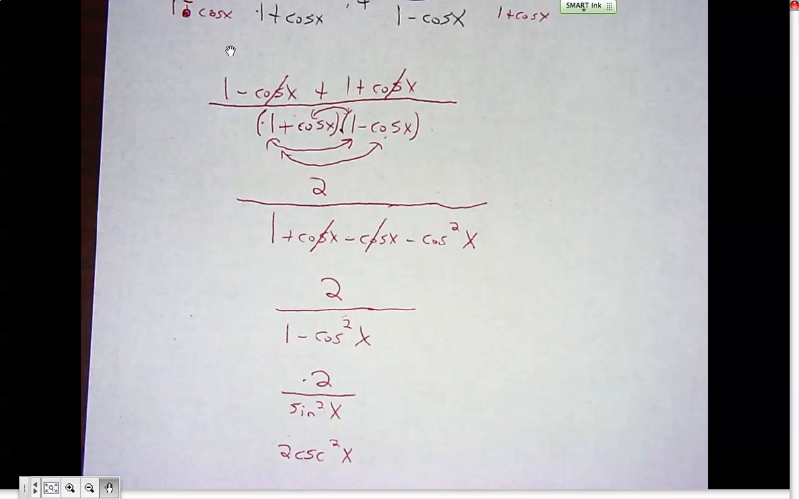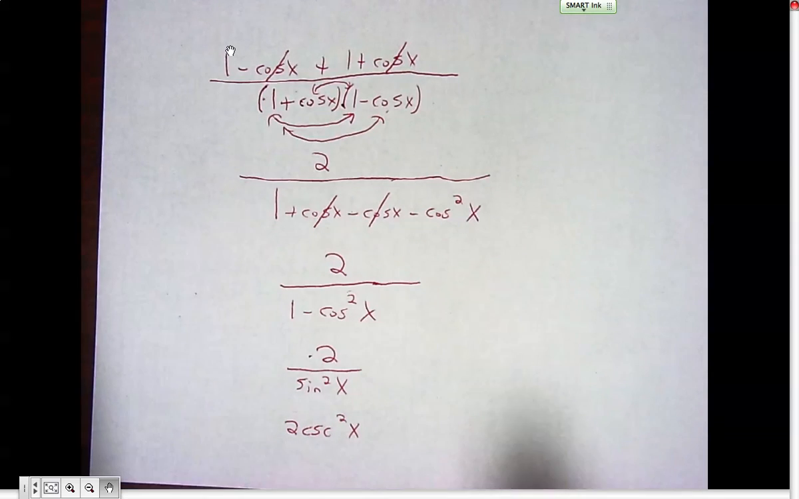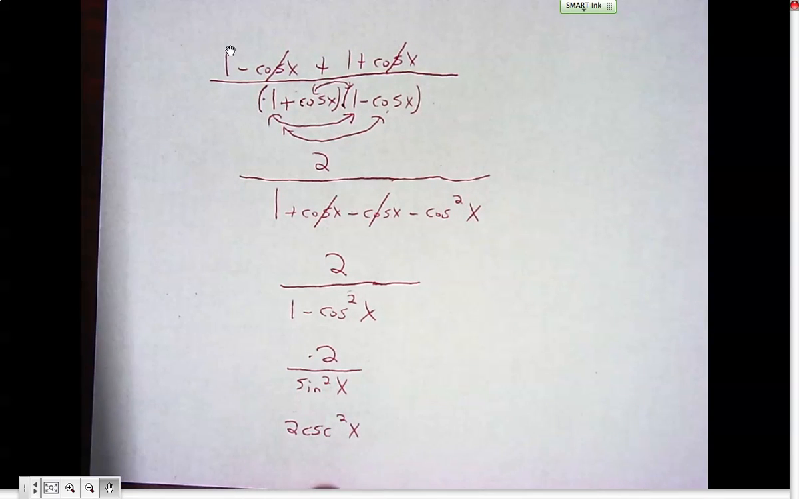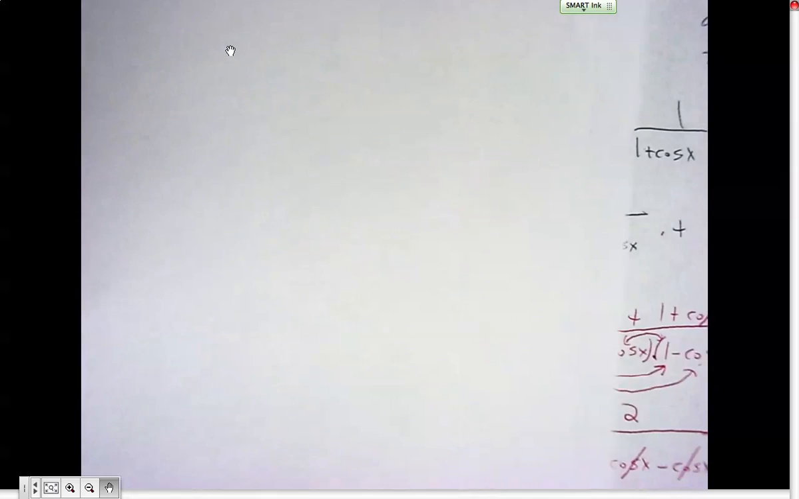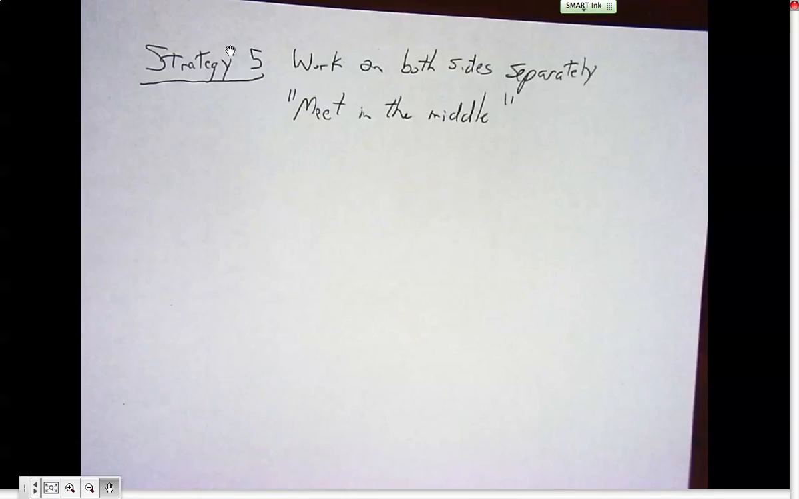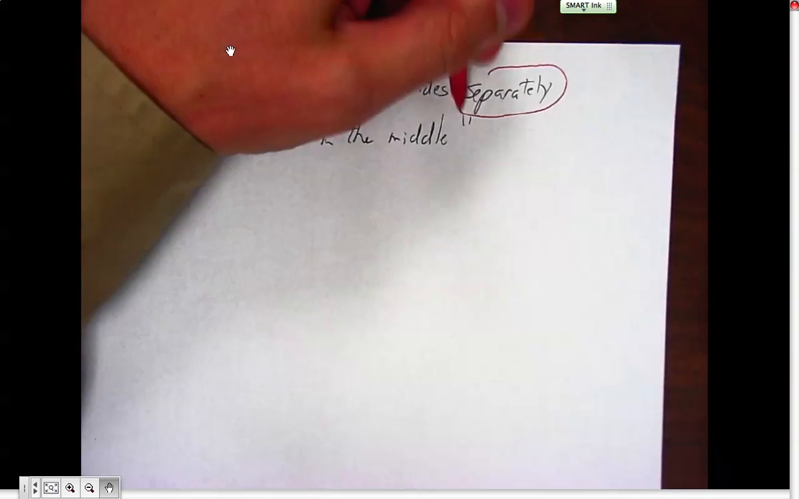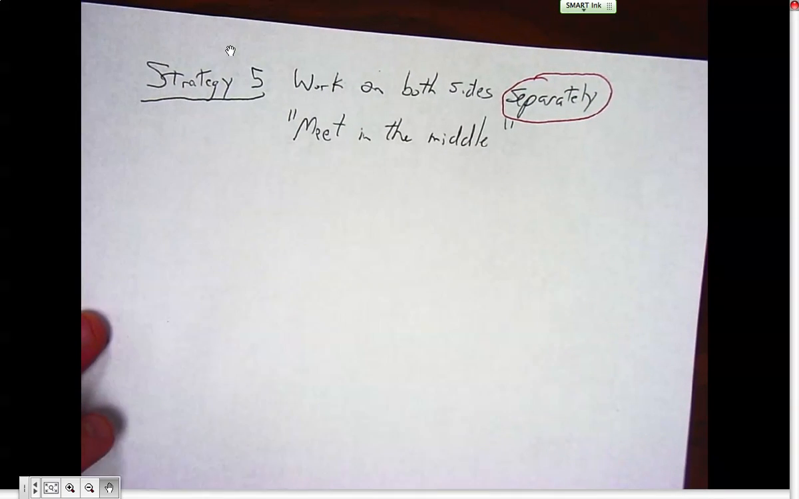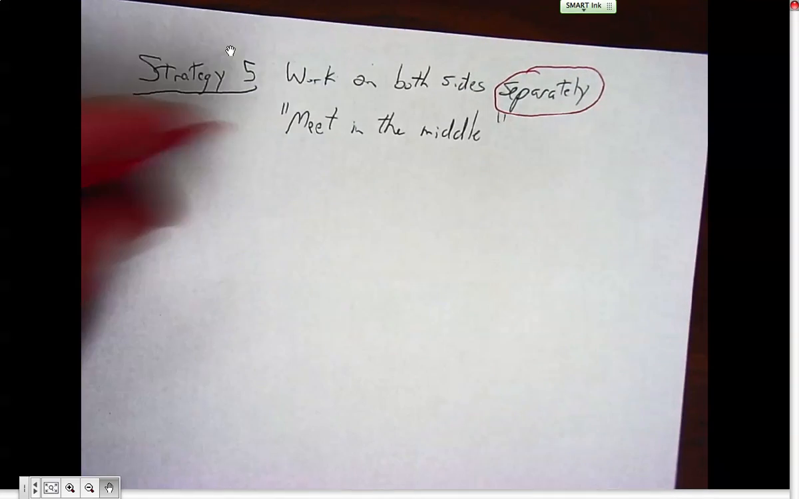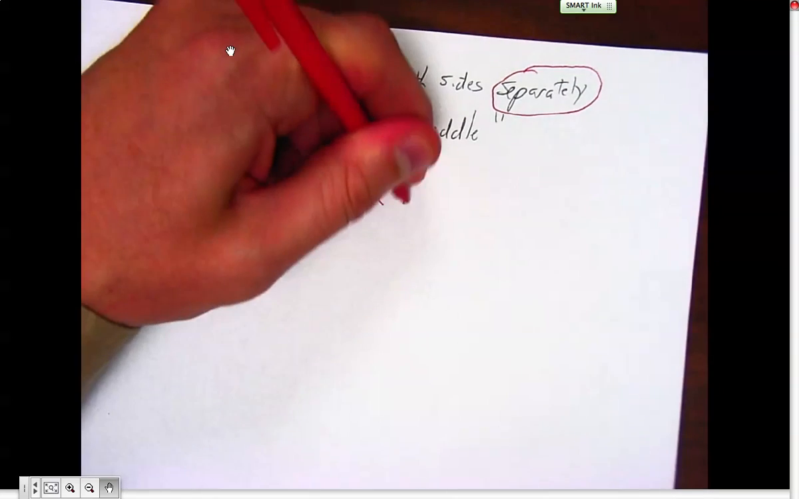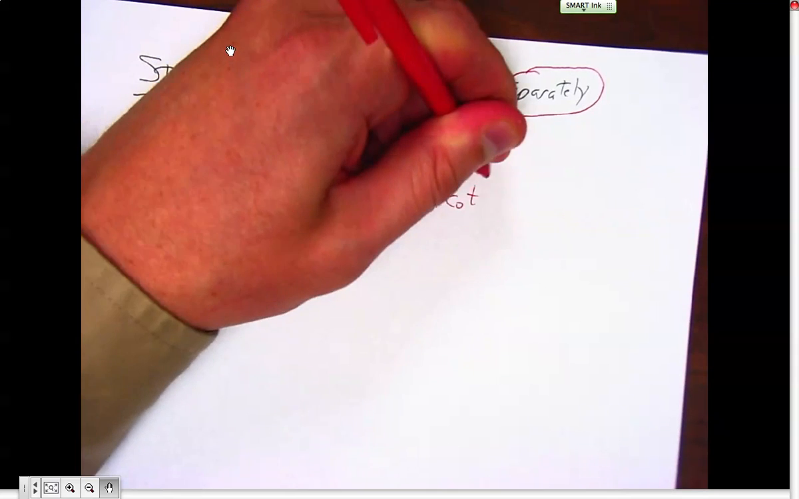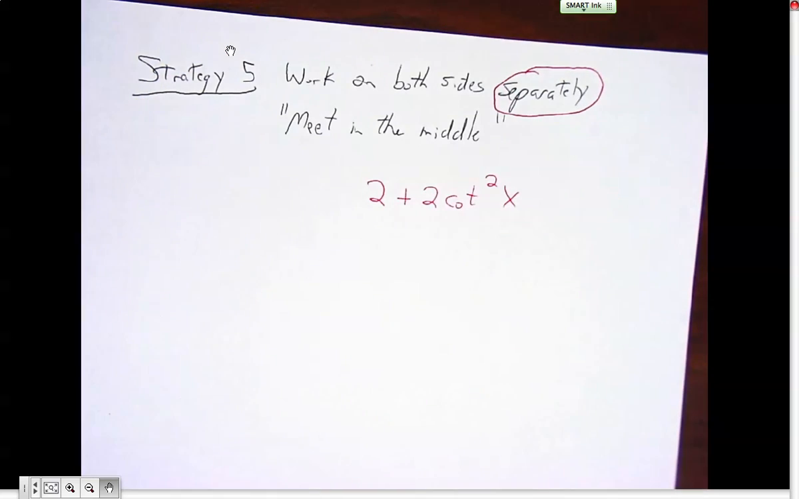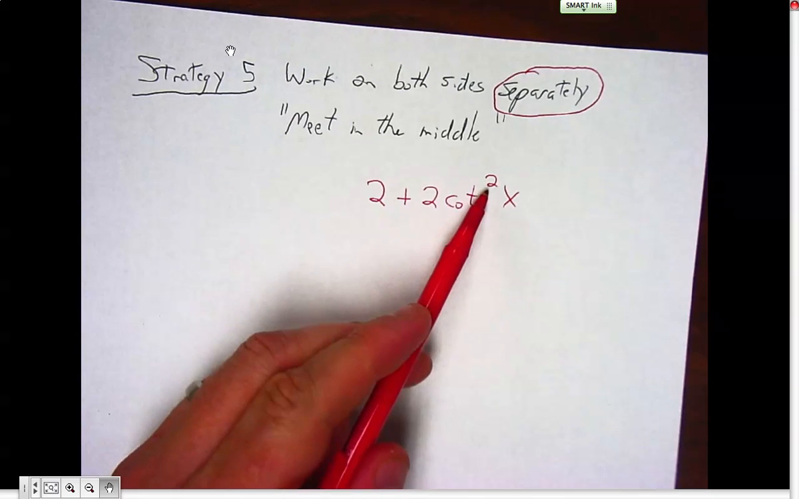And so here's another strategy. The other strategy is if you work with one side and you do everything you think you can with it, you can also work on the other side. But the key is that you have to work on the other side separately. Sometimes people try and move things from one side to the other. That's not allowed when you're verifying identities because we're not sure they're equal yet. So we're just going to work on the two sides separately and try and meet in the middle. And so now I'm going to go back to the right-hand side of my original equation. And here I see this squared.